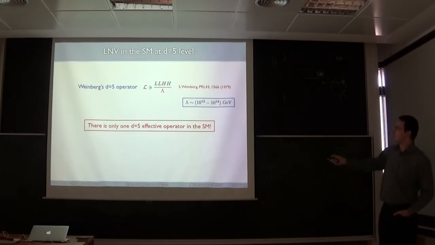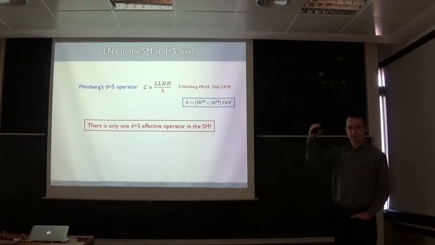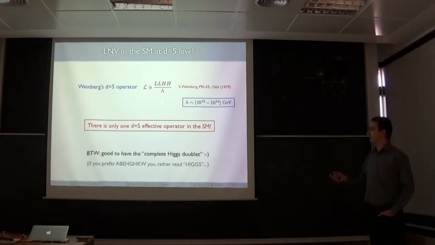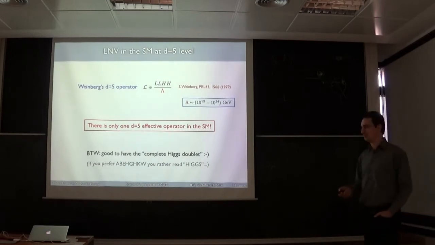So in a sense, we've just made it to the first non-trivial level at the ladder of higher dimensional operators in the standard model. So this is dimension 5. There's only one dimension 5 operator. By the way, it's good that we have the complete Higgs doublet nowadays, because without that you cannot write it. I think there's no one who is really unhappy about Higgs being written like this.